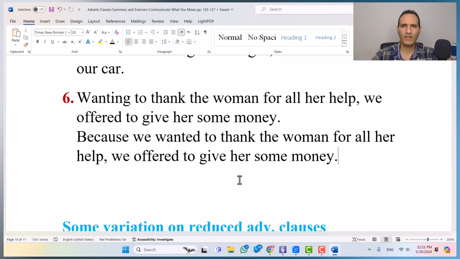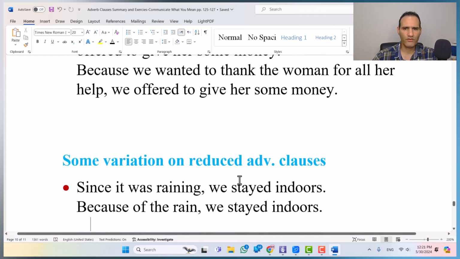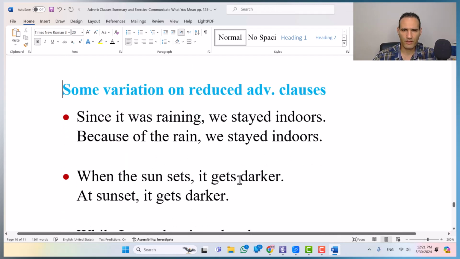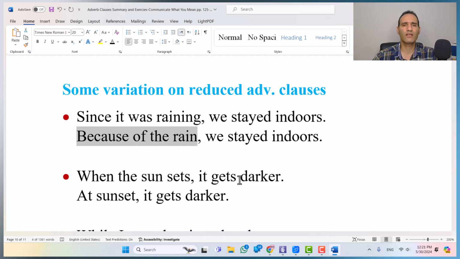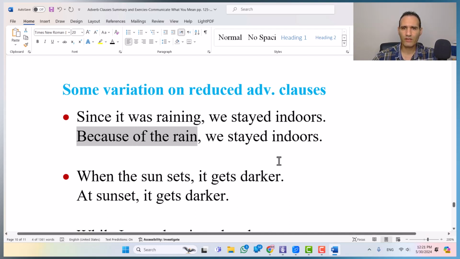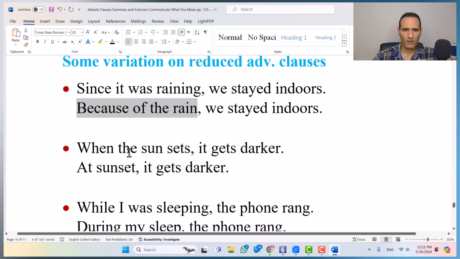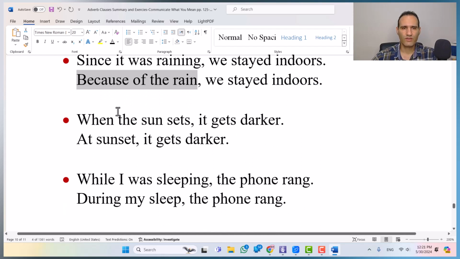We talked about different classes of adverb clauses, and we talked about how to reduce the adverb clause. And here just a very short note on some variations on adverb clauses reduction. For example, it says, since it was raining, we stayed indoors. So because of the rain. It is again reduced, it is again a phrase, it is again talking about adverb clause markers, but it is not what we see because the subjects are different, okay? So you can change the whole sentence.